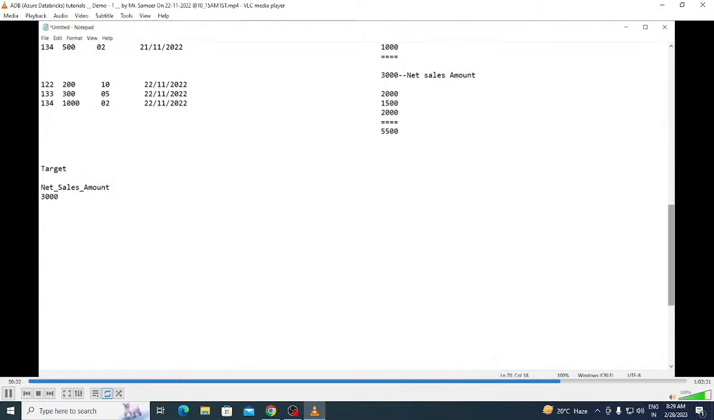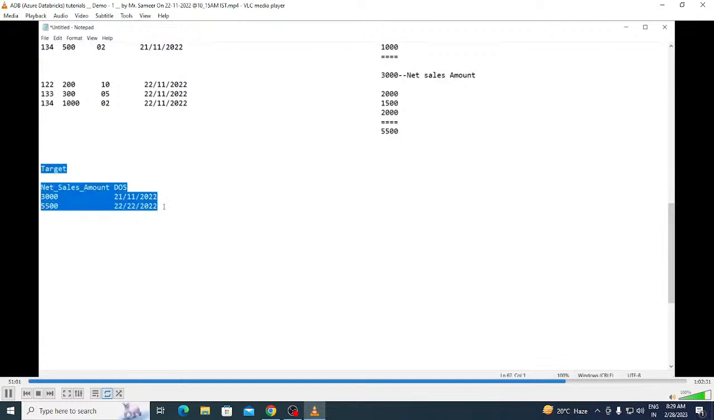And now for which date is it? I'm declaring one more column here, that is date of sales. Date of sales is 21-11-2022. And then we have 5,500, and it is on 22-11-2022. Now, guys, this particular thing is nothing but called the output.